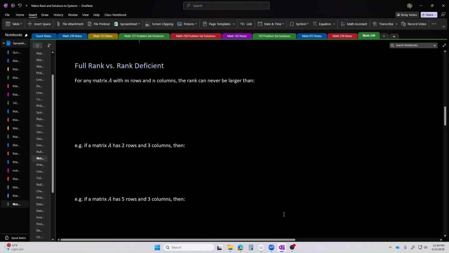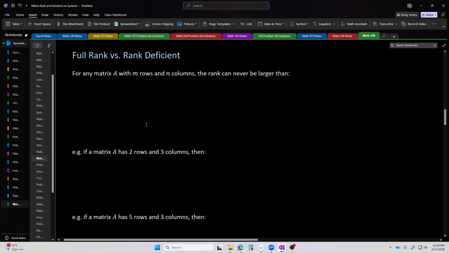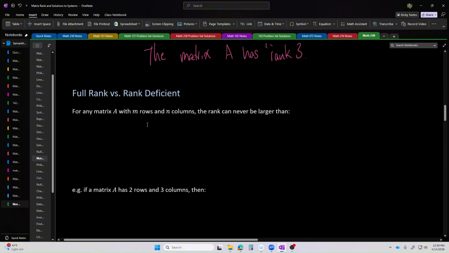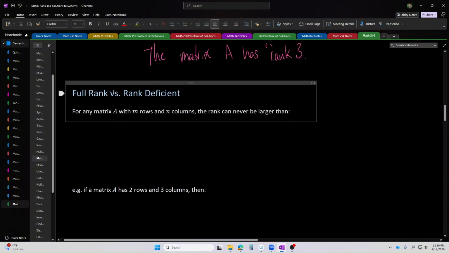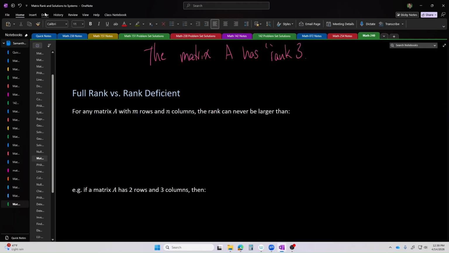So now that we've talked about what is the rank of a matrix, let's talk about these terms rank deficient, as used in the MATLAB documentation, as well as the sort of opposite of that, full rank. First of all, an observation. If you have a matrix A with m rows and n columns, then the rank of the matrix A must always be less than or equal to whichever of these two values is smaller.